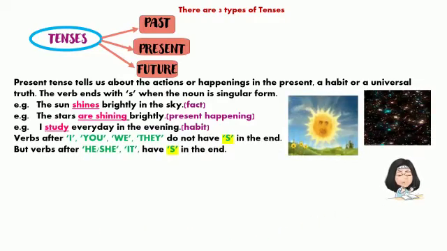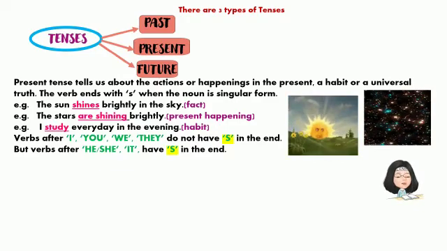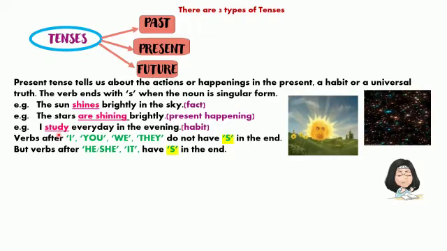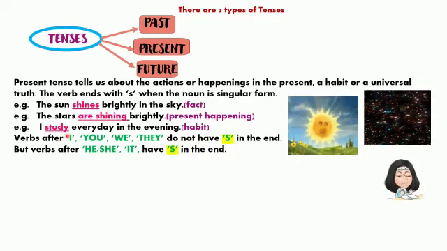Let's see the next. Verbs after I, you, we, they do not have s in the end. What is the meaning of this? Now have a look at the sentence. I study. You don't say I studies every day. No, that sounds a little weird and incorrect. So what is the correct form of the verb? I study. So it is not having ies or s, right?